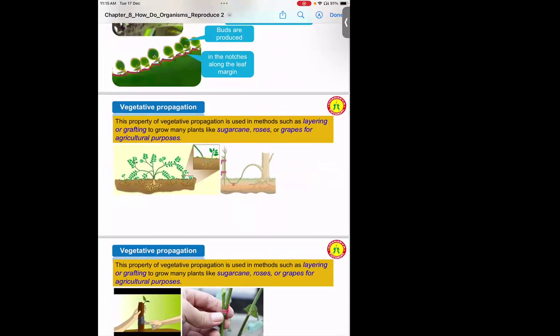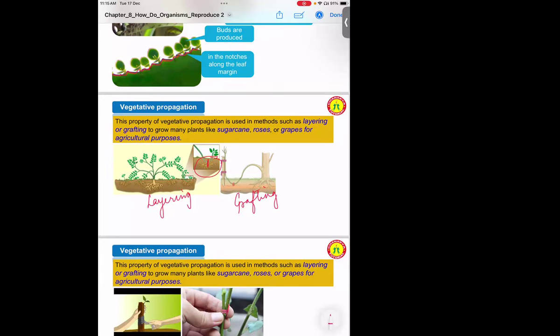Now this one is about the layering process and the grafting process, where you can see this is the layering process, and here this is the grafting process. In the process of layering, what we will be doing is taking the stem part of the plant and inserting it into the soil. Then slowly and gradually, when we pour water on a daily basis, the stem of that plant will start producing roots. And once the roots come out, we can cut that plant from the parent plant.